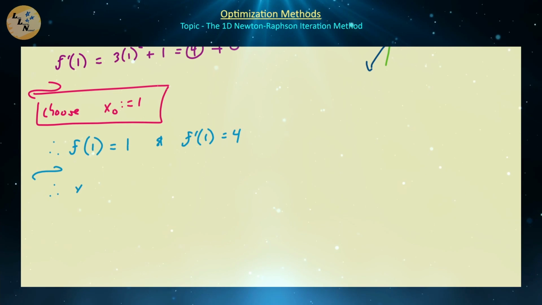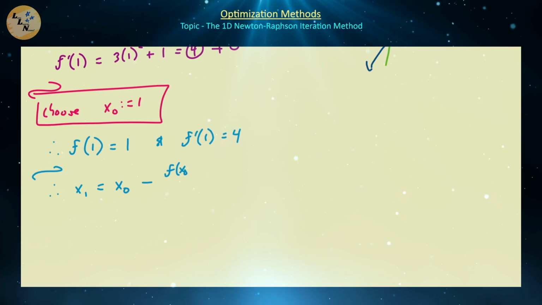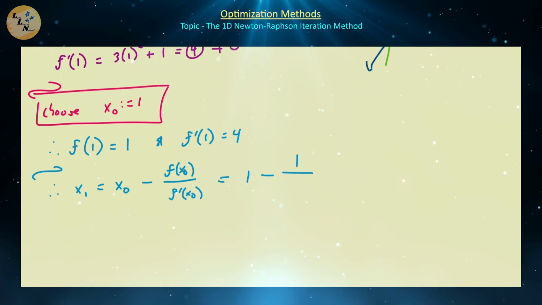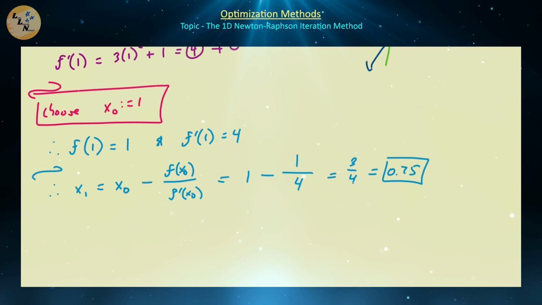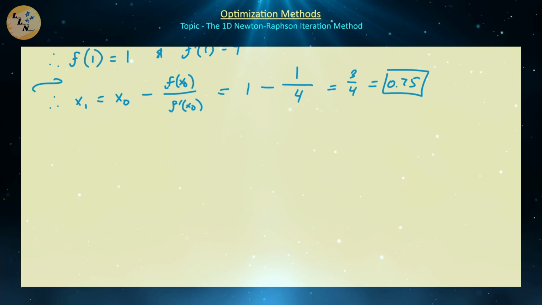So that means what? Keep in mind x1 is going to be equal to x0 minus f of x0 all over f prime of x0. So we chose x0 to be equal to 1, minus f of x0 was also 1, and f prime of 1 was going to be equal to 4. So 1 minus a fourth is equal to 3/4, which as a decimal is equal to 0.75. Okay, so that's the first iteration of the Newton-Raphson iteration method.